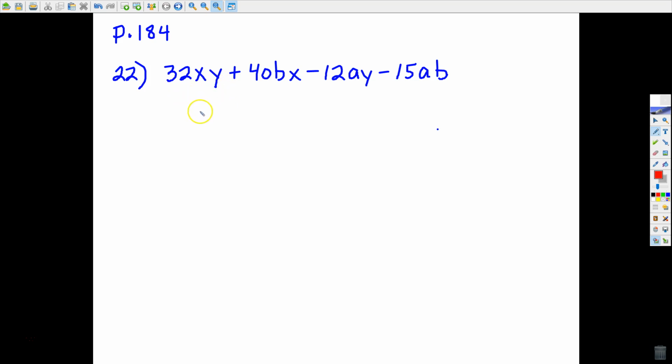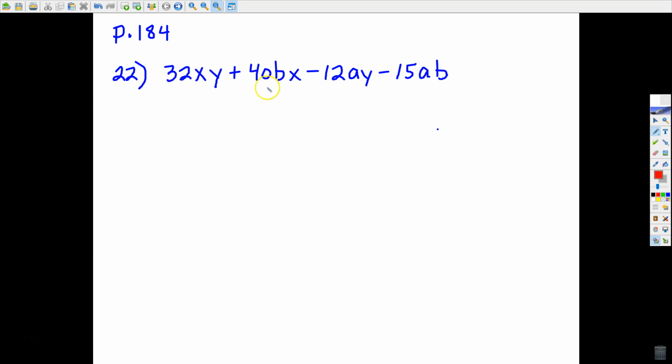They were really nice to us. They've pretty much already grouped these terms so that you can see a GCF within these first two and then within the second two terms. Okay, so grouping means within these first two terms, that's my first group, do you recognize a GCF?